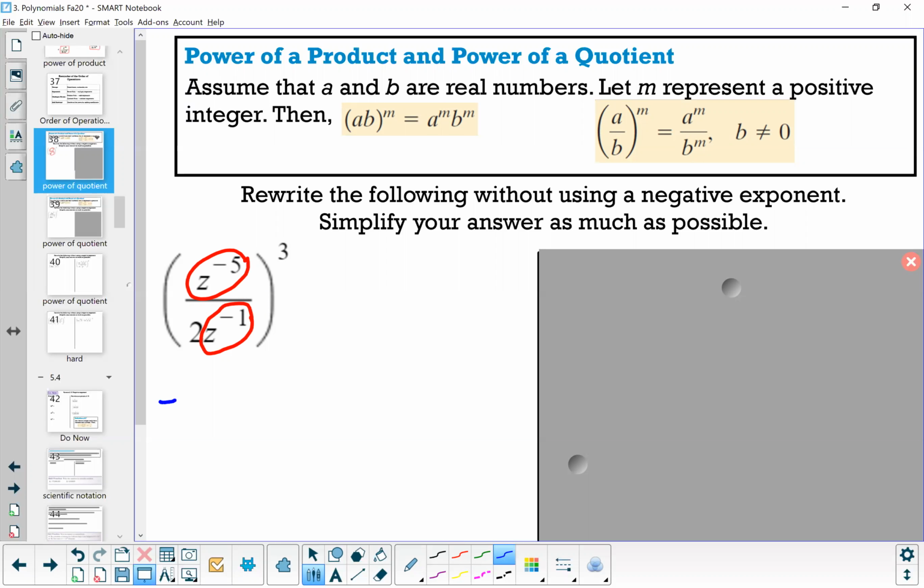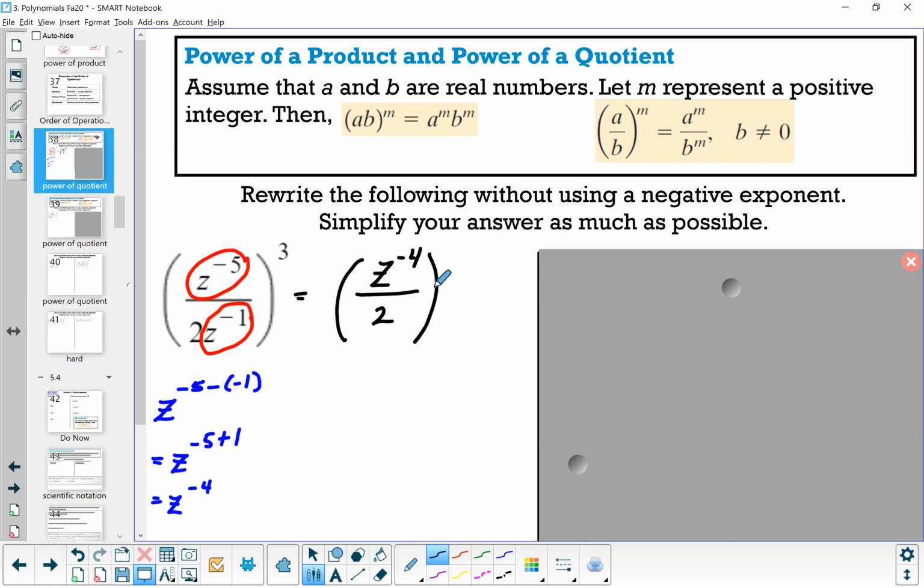So we would do z to the negative 5 minus the negative 1. And that's going to give us z, remember that's the same as saying negative 5 plus 1. So that gives us z to the negative 4. All right, so our fraction essentially becomes z to the negative 4 over 2, cubed. All right, so now we want to cube our numerator and our denominator.